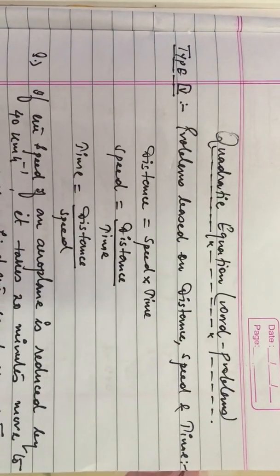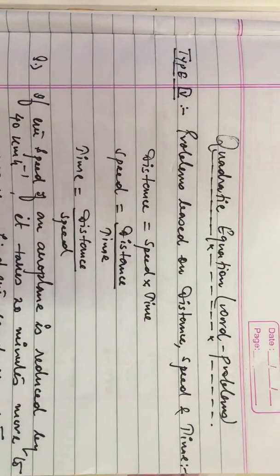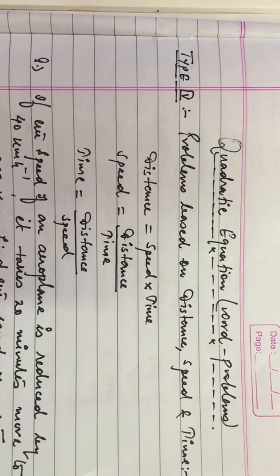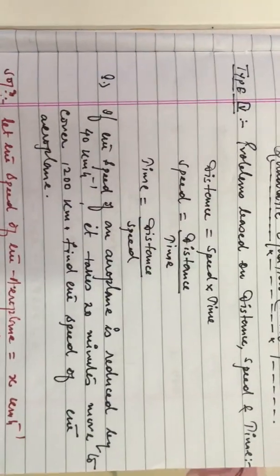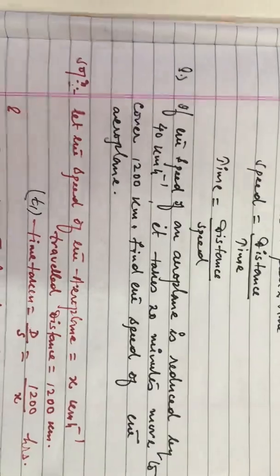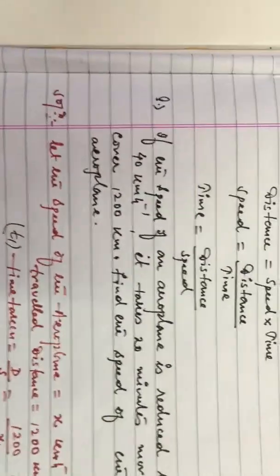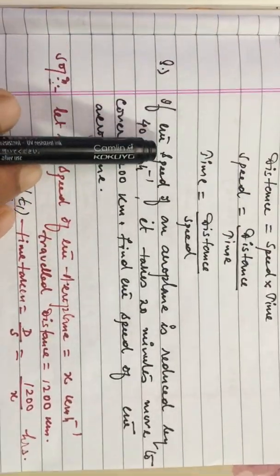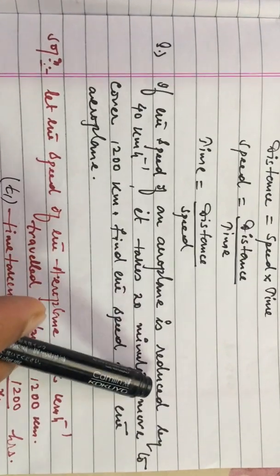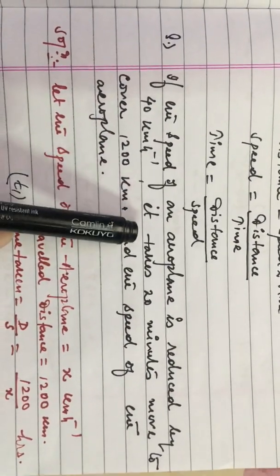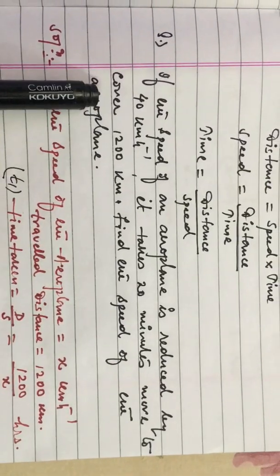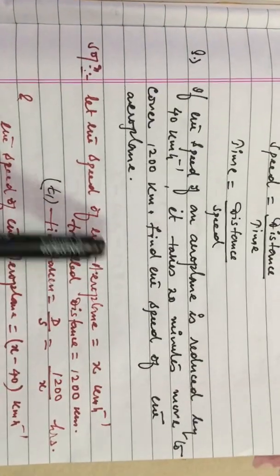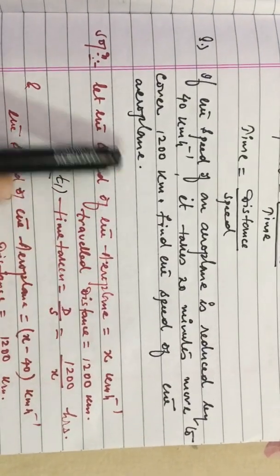Distance is equal to speed into time, speed is equal to distance by time, and time is equal to distance by speed. Now let us see a problem. If the speed of an aeroplane is reduced by 40 km per hour, it takes 20 minutes more to cover 1200 km. Find the speed of the aeroplane. The required term is here: find the speed of the aeroplane.